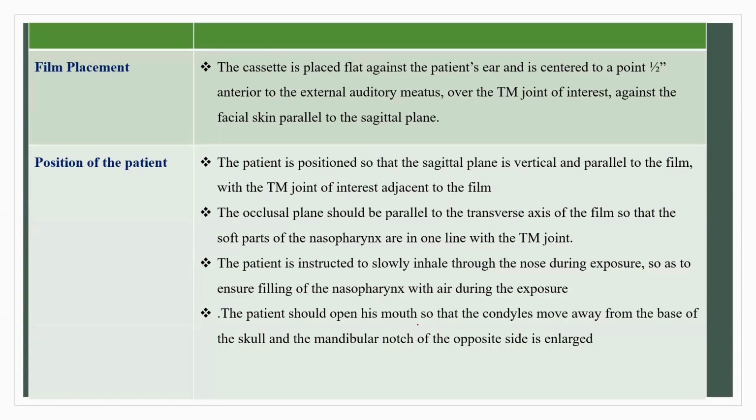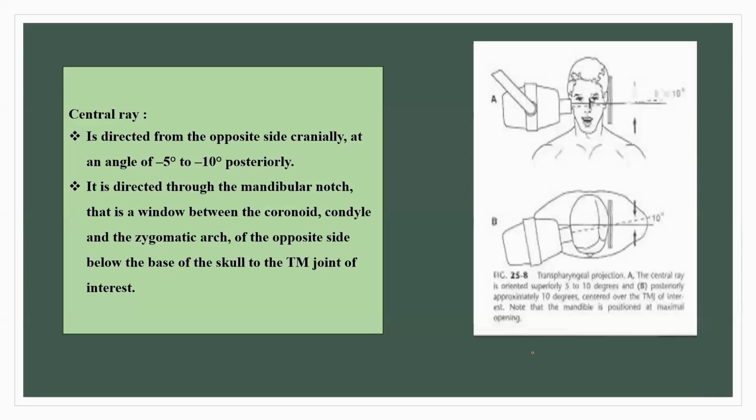The patient should open his mouth wide so that the condyles move away from the base of the skull and the mandibular notch of the opposite side is being enlarged. So we ask the patient to open the mouth and also to inhale so that we are able to visualize the TM joint. However, how is the central ray being projected? It is directed from the opposite side cranially at an angle of -5 to -10 degree, and it is directed to the mandibular notch. That is the window between the coronoid, condyle, and the zygomatic arch of the opposite side below the base of the skull of the TM joint of interest. So we'll see that picture, then it will be clear.